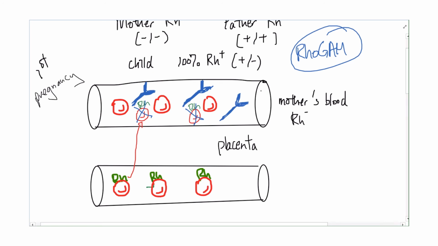And I just want to clarify, RhoGAM is to prevent sensitization. If a person is already sensitized, meaning if the mother already got antibodies of her own against Rh, then giving the RhoGAM shot will not fix the problem. So that's it for Rh sensitization caused by blood mismatch between an Rh negative mother and an Rh positive baby.